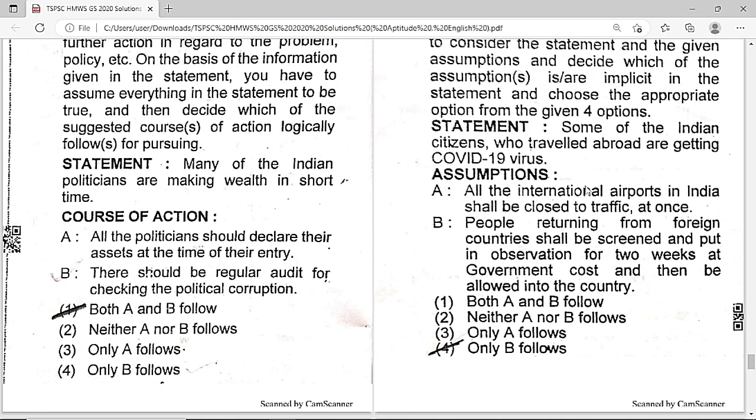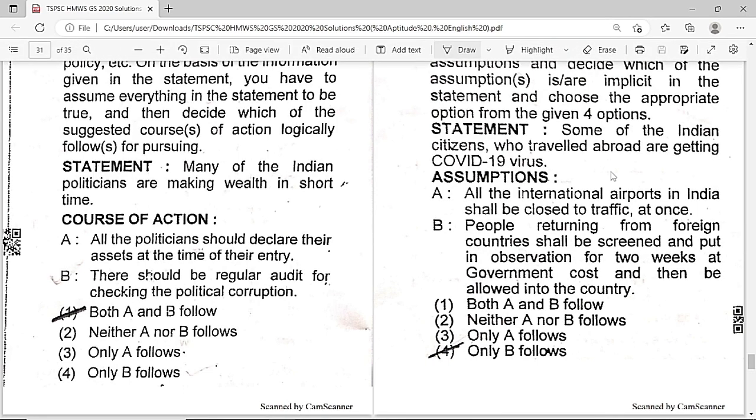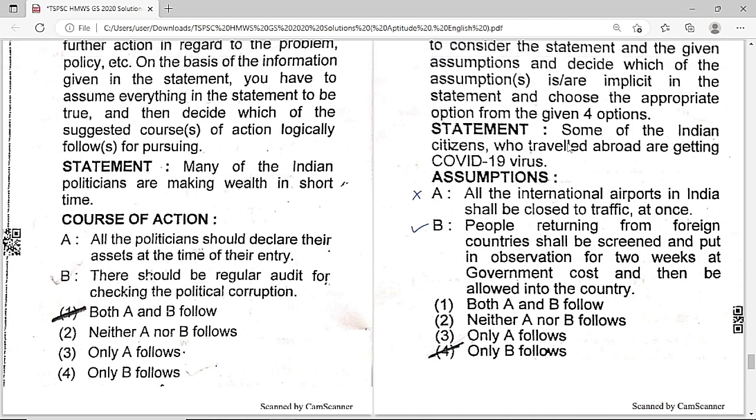See, all the international airports in India shall be closed to traffic at once. It cannot be possible. So we can say this is wrong. So you cannot make this one happen. So therefore we can say statement A is wrong. Only statement B is going to get followed. So you cannot close all the international airports. Because some people are getting affected, you can't close all the international airports in India at once.